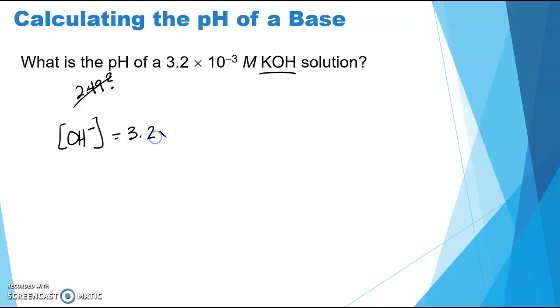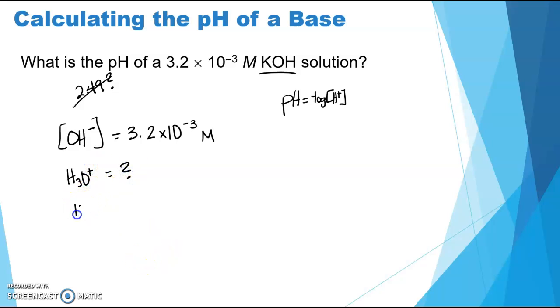Because it's a strong base, the value of the molarity of the strong base is the same because it 100% dissociates. So I get 3.2 times 10 to the negative 3 moles per liter of hydroxide. But that's not what pH is. pH is negative log of hydronium or hydrogen ion. So what I need to do is solve for hydronium. So how am I going to do that?